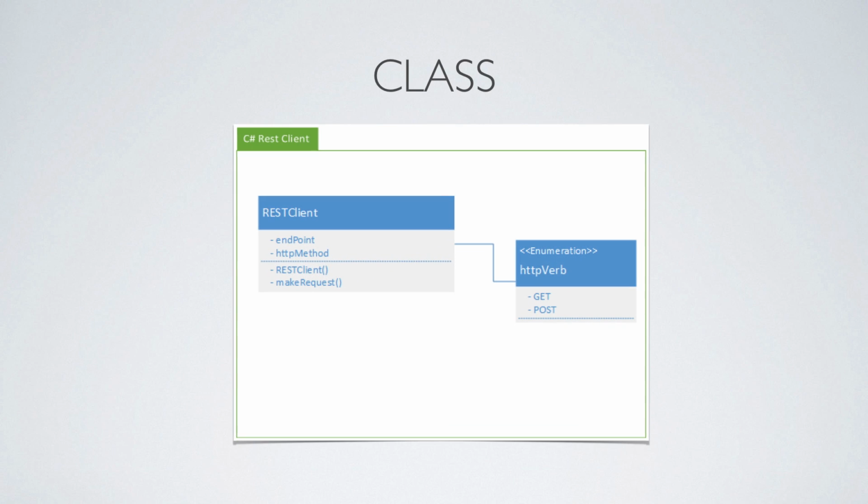And here's our class diagram, our REST client class with two methods, a constructor, very simple, and a make request method, which is where everything is basically going to happen. And we have a small enumeration that lists the verbs that our class could potentially use. We're only using get in this instance.